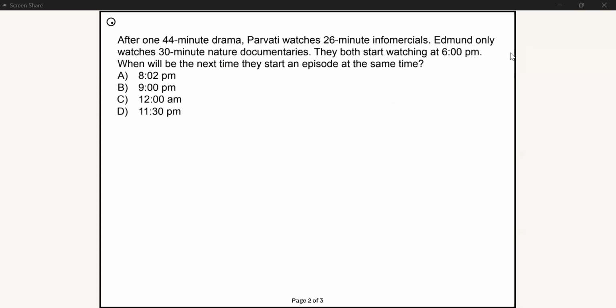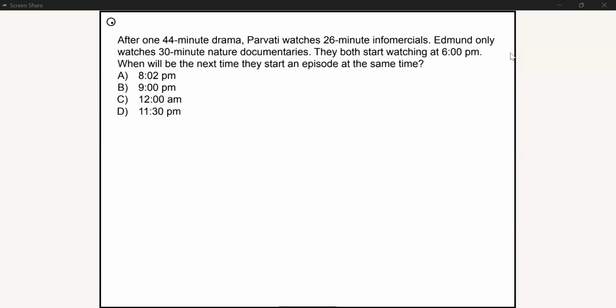So now let's try this one here. This one has answer choices, and we'll go over how they might help us or hurt us in a minute. So after one 44-minute drama, Parvati watches 26-minute infomercials. I don't know why Parvati does that, but we'll let her live her life. Edmund only watches 30-minute nature documentaries. Okay. They both start watching at 6 p.m. When will be the next time they start an episode at the same time?